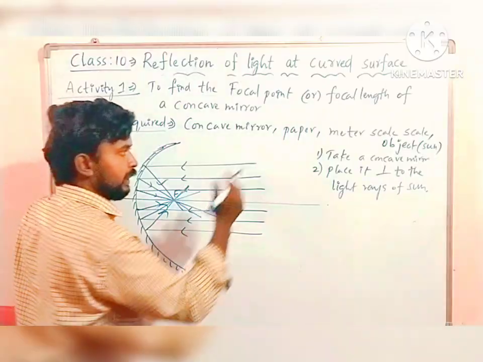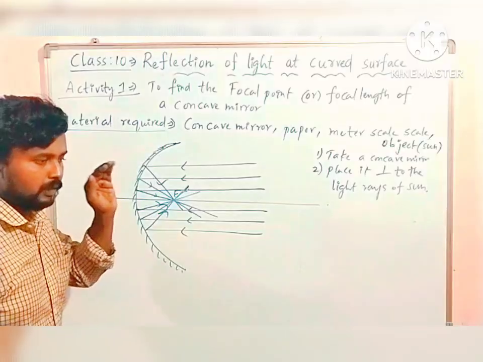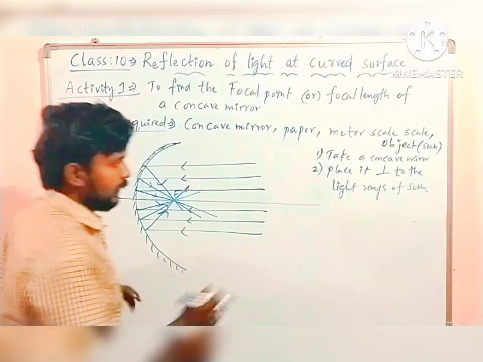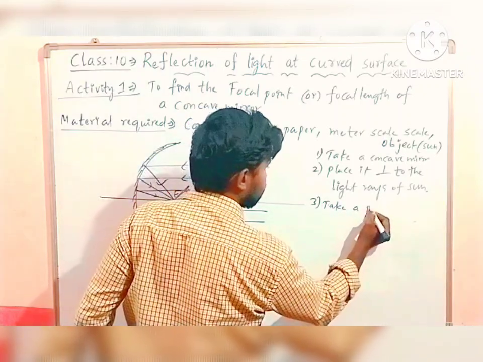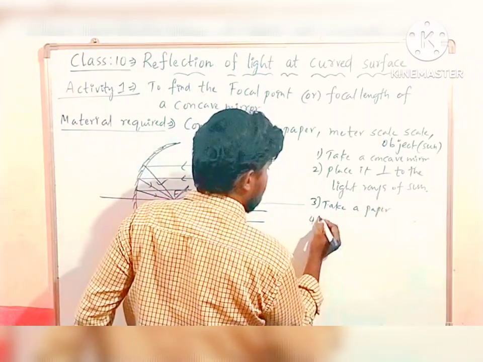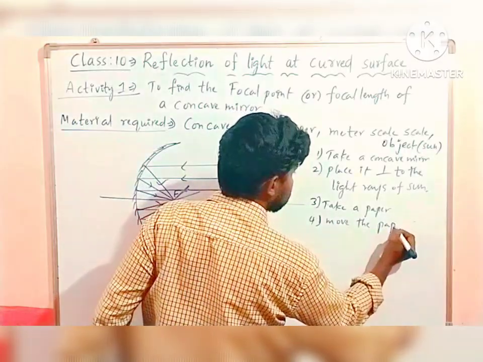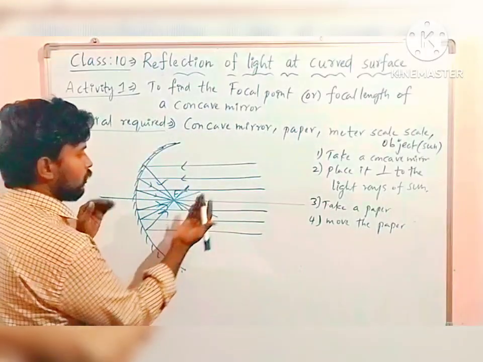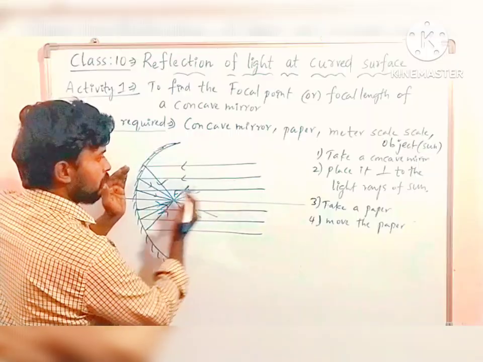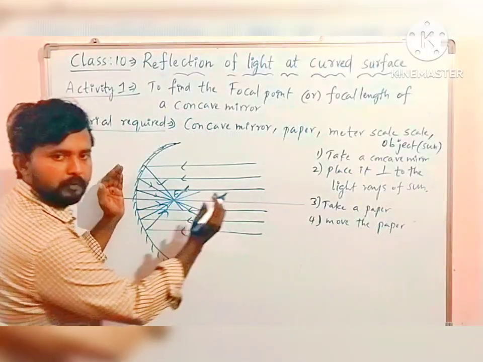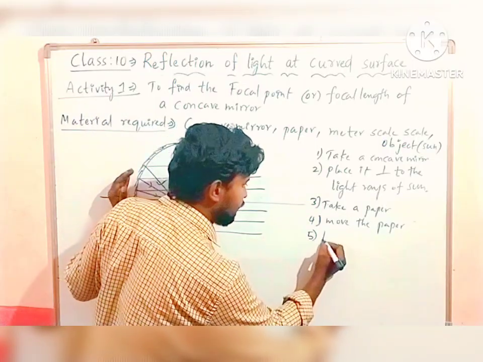First thing is take a concave mirror, place it perpendicular to the light rays of the sun. Next step is take a paper and move the paper towards the mirror. Take a white paper and move it towards the concave mirror. While moving, find the place where you will see the brightest spot.